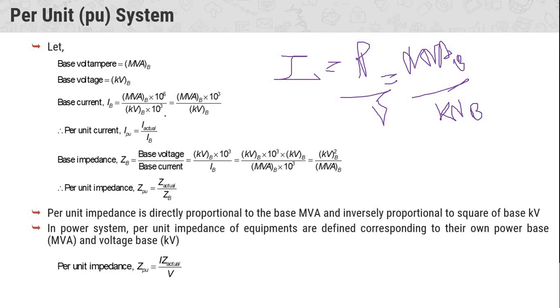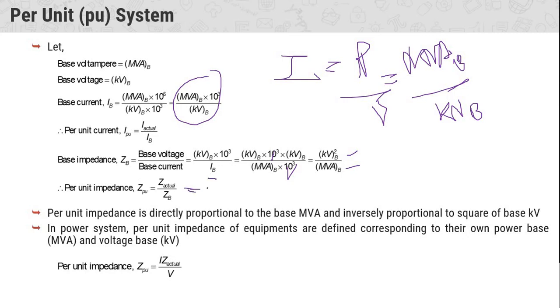Now put the value of IB from this equation: MVA base into 10 raised to 3 upon kV base. Now kV base two times, so kV base square upon MVA base, and 10 raised to 3 cancels out. So the base impedance value is kV base square upon MVA base. Now per unit impedance ZPU is equal to Z actual upon Z base, and put the Z base value in this equation.